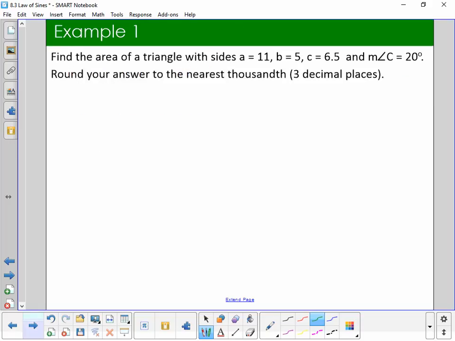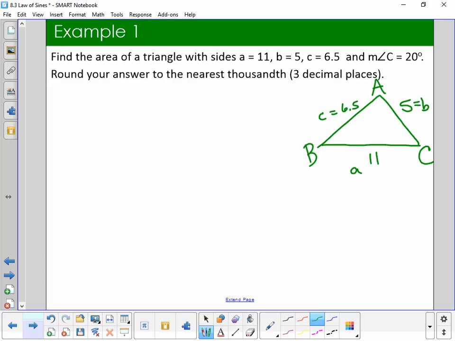So let's see how we can do this in a problem. So if we have side A, that's 11. Side B, that's 5. And side C, that's 6.5. And we know angle C is 20 degrees. Well, if we want to find the area of this triangle, we're going to use angle C. That's the only one we know. And we're going to use the two sides that form angle C. So our formula is going to be 1/2 AB sine C.